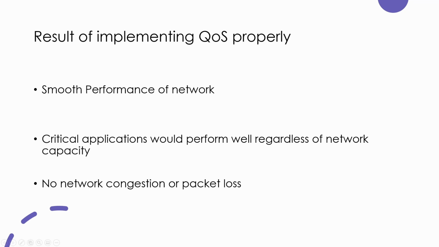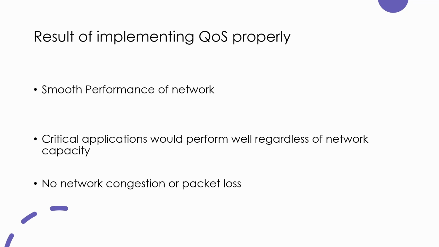So when you implement it properly, you will see a smooth performance of your network, and critical applications will perform better regardless of the capacity of your network or your network bandwidth. And you will see less or very, very little network congestion or packet loss with QoS being properly implemented.